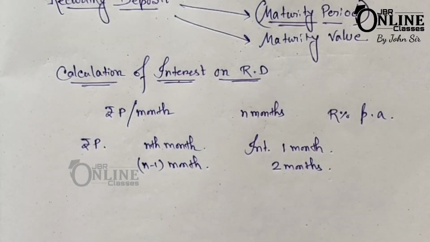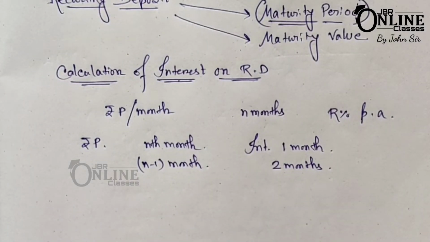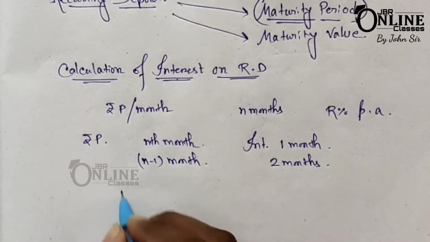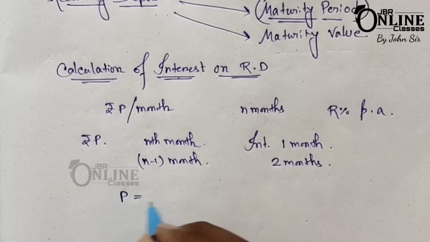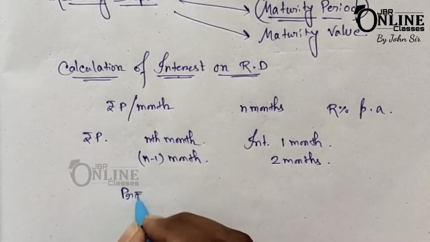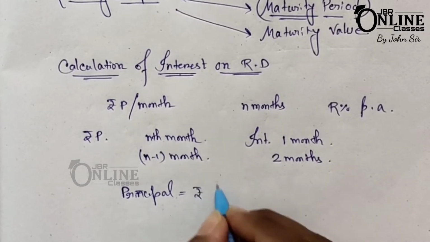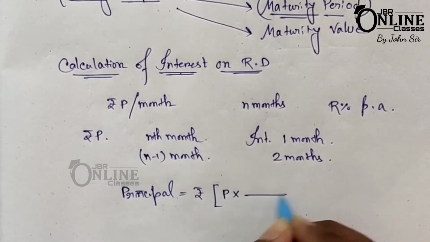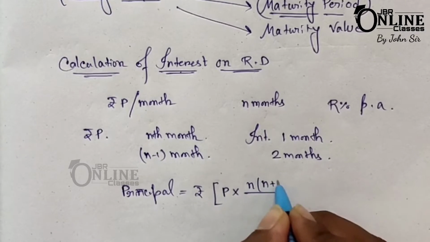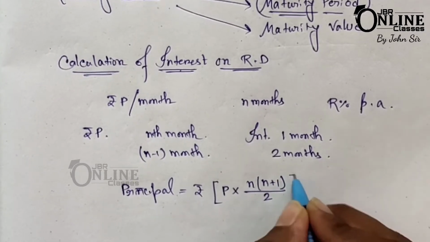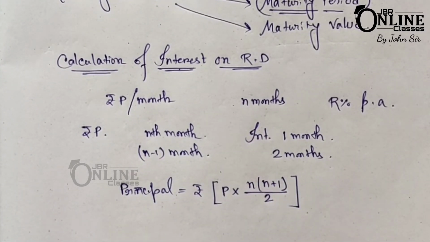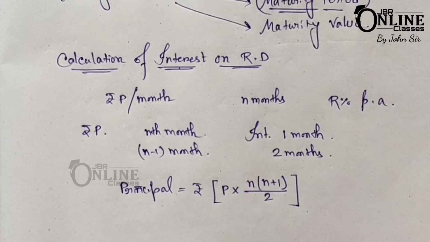So now we have to find out the principal. To find out the principal, the formula is rupees P into n into n plus 1 by 2. That is the formula to find out the total principal.